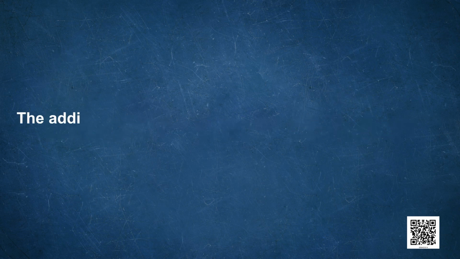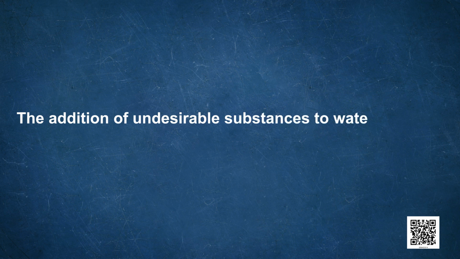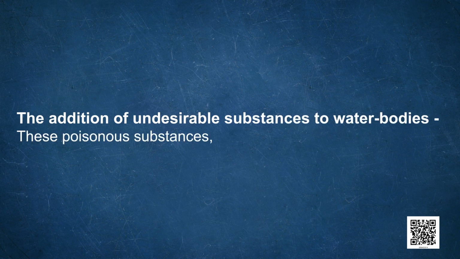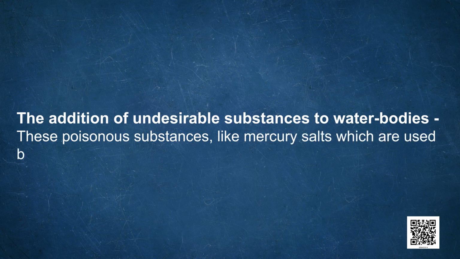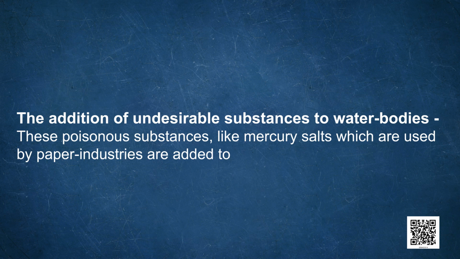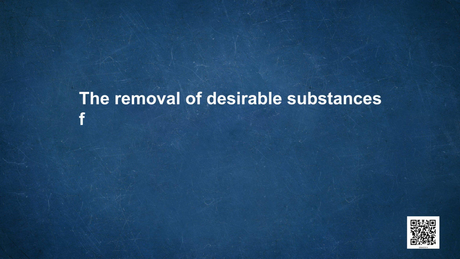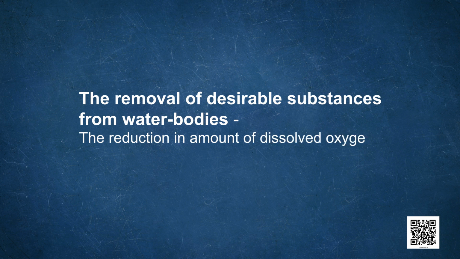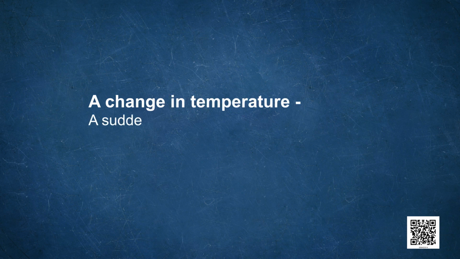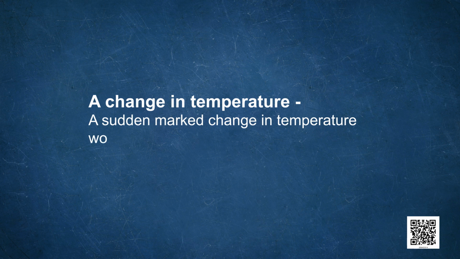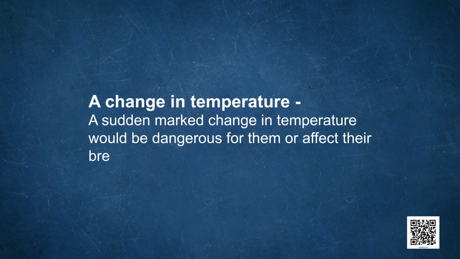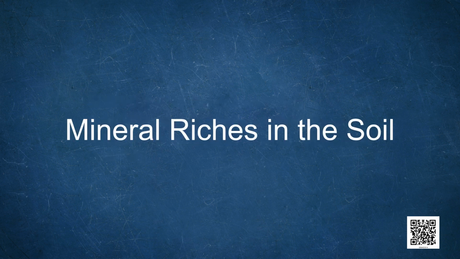Effects of water pollution. The addition of undesirable substances to water bodies. Poisonous substances like mercury salts, which are used by paper industries, are added to water bodies. The removal of desirable substances from water bodies. Reduction in the amount of dissolved oxygen affects aquatic organisms. A change in temperature. A sudden marked change in temperature would be dangerous for the aquatic organisms or affect their breeding.